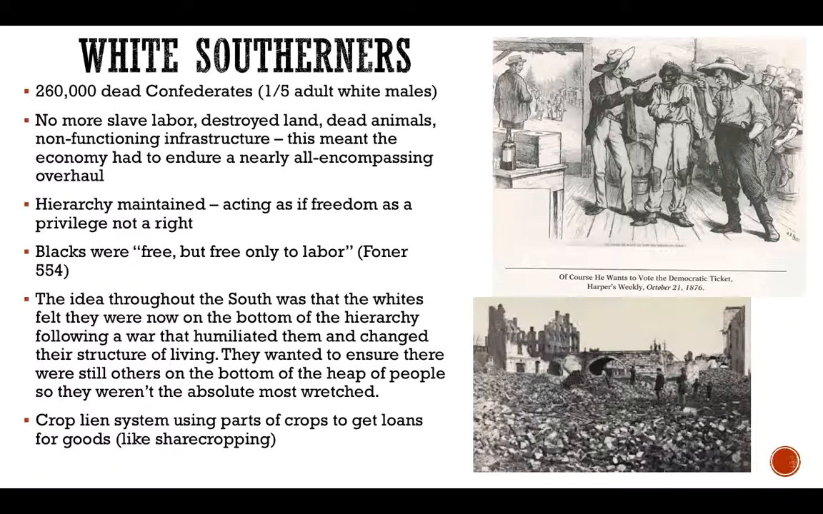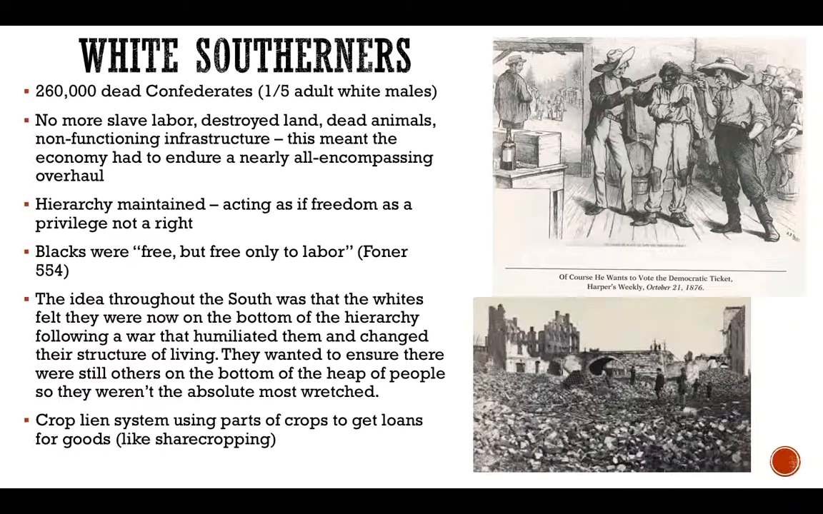Foner is quoted as saying, "Blacks were free, but free only to labor." So this meant that they had been technically freed, but they certainly weren't equal in the eyes of the law or in the eyes of those living in society with them. And they were not given the chance to rise up throughout the socioeconomic strata.